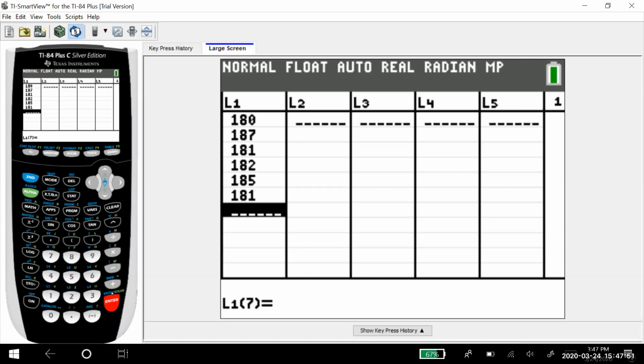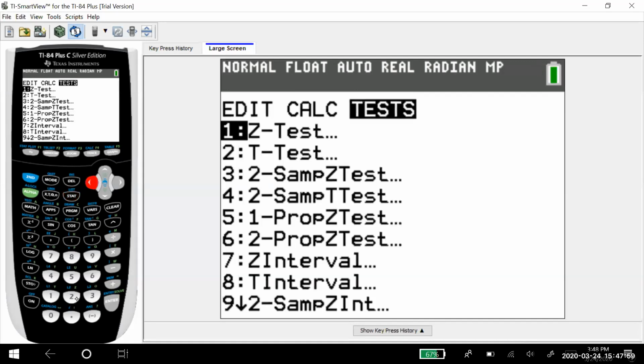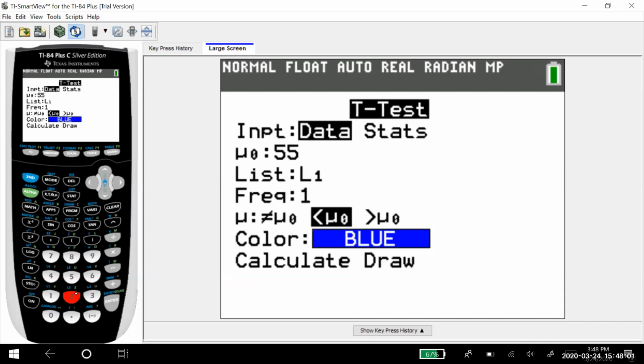We only had 6 data points, so obviously not a bunch of data, but now I can run the test. Stat, Tests, T-Test. I just hit the number 2, and it pulls up T-Test rather than arrowing down and hitting select. It says, what's your null hypothesis mean? I hypothesized that it was 180 yards. That's what we're assuming to be true. My data is in list 1. Again, always leave frequency at 1. We want it to be greater than, so let's go over to greater than, select that, and then go down to calculate.